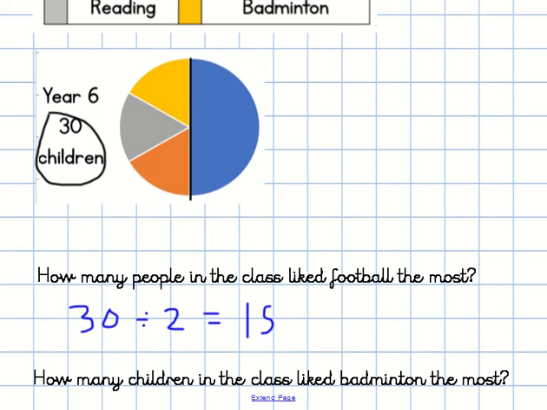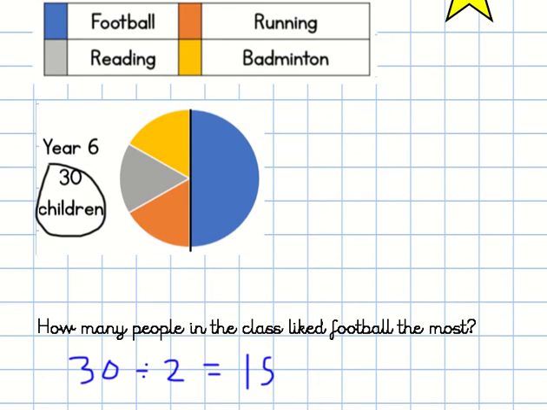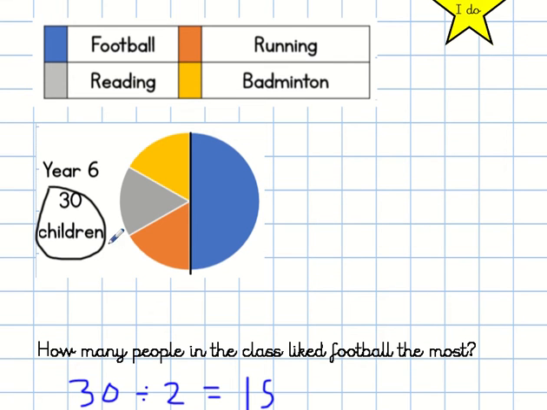And then it says, well, how many children like badminton the most? If we're thinking about that, we need to think about how much of the pie chart here is shaded in yellow. To work that out, we really need to work out how many sections we're going to have. So I'm going to cut my pie chart up into sections. If I draw along these lines here, we work out that if we're cutting it into the same size sections, my pie chart is made up of 6 sections. And I've drawn them here, and you can see them.